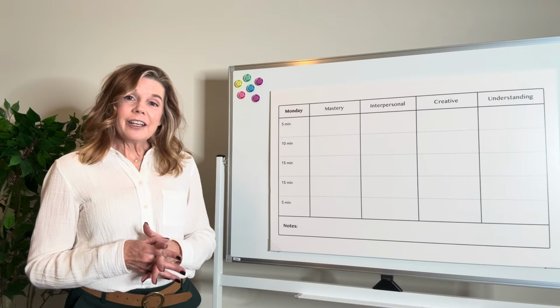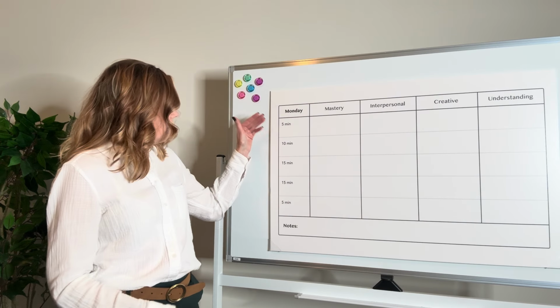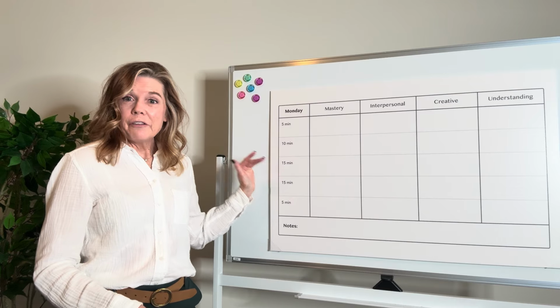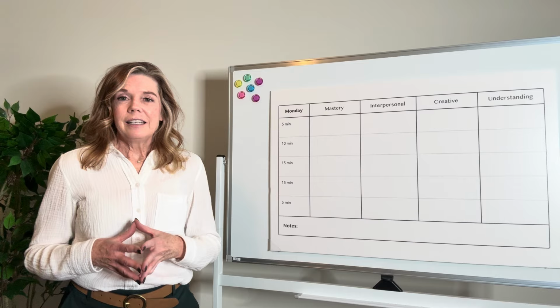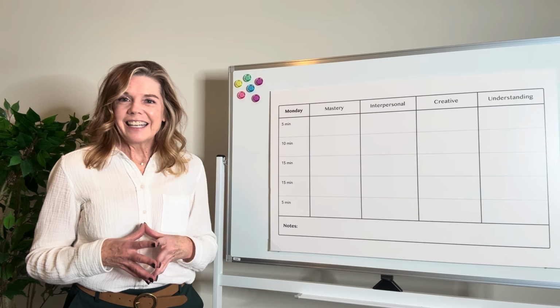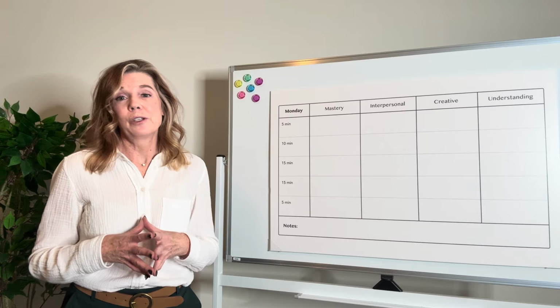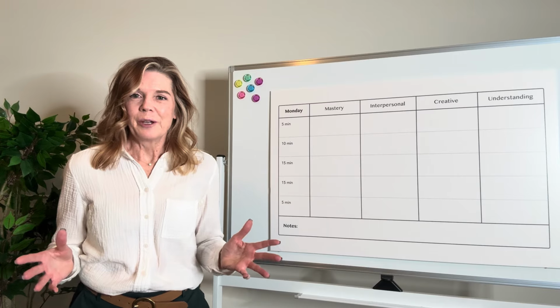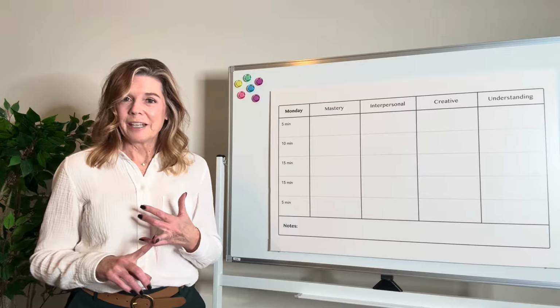As you can see here, the vertical column is divided into time intervals. We have 5 minutes, 10 minutes, 15 minutes, 15 minutes, and 5 minutes. This is designed after what's normally referred to as a HIIT class in a physical fitness workout at a gym. HIIT standing for high intensity interval training.